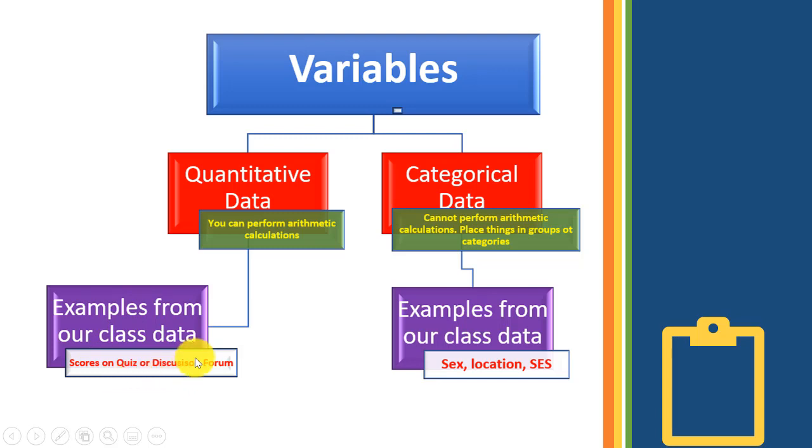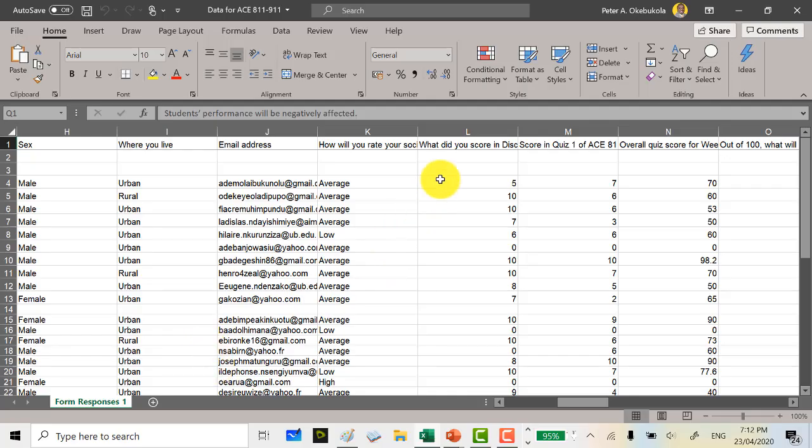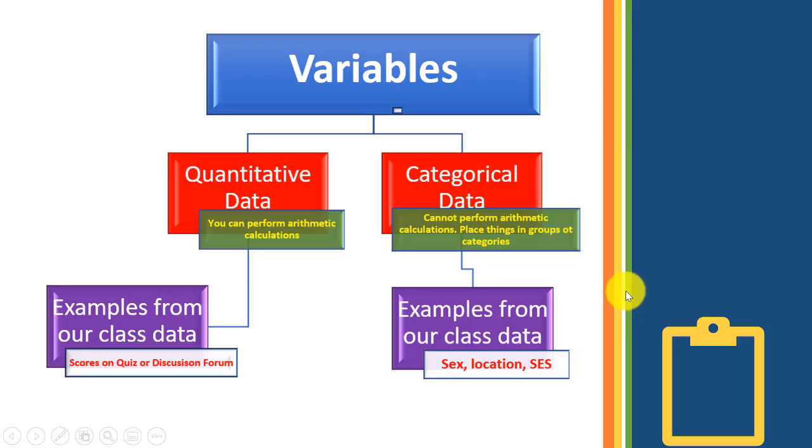Now let's go back to our data to see. Yeah, so from here, you can see what did you score in the discussion forum 1? It's 5, 10, 10, 7, 0, 10, 10. So these are scores that you can add, you can multiply, you can carry out arithmetic operations on. Also, let's look at quiz score on quiz 1. You can see overall score for that week. You can see 70, 98.2, 70. I figured that this person just joined the class and all of that. So you can see those variables that are quantitative. Can we look at another, the other type?